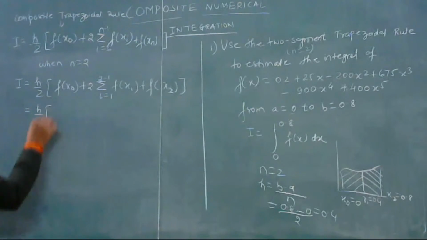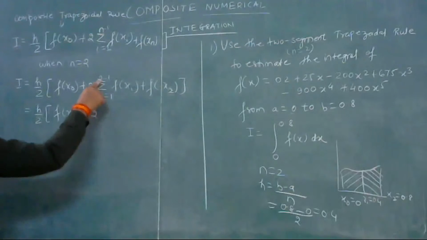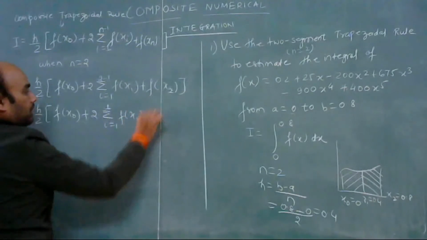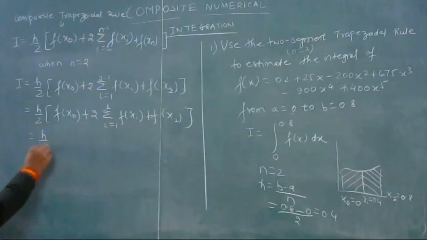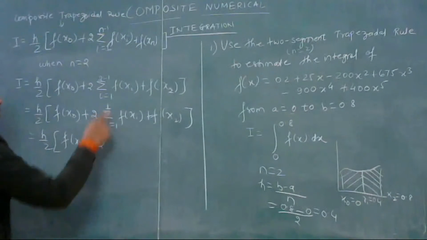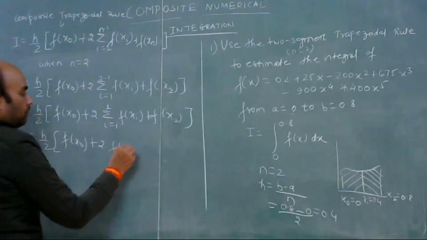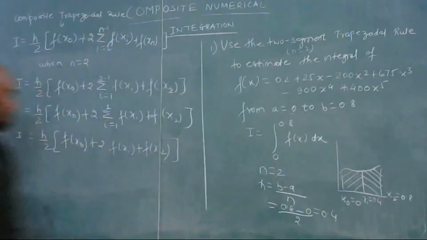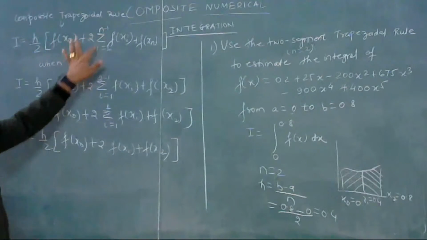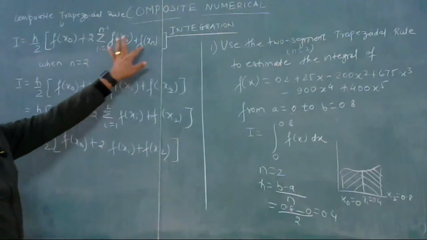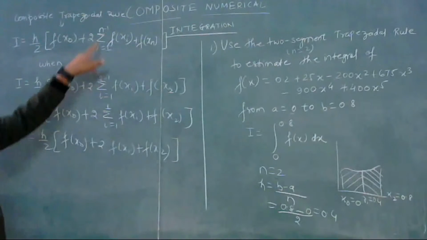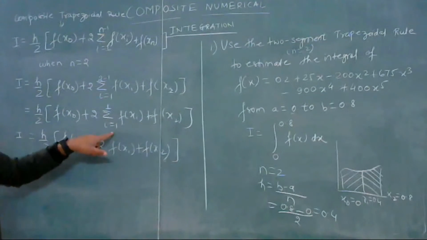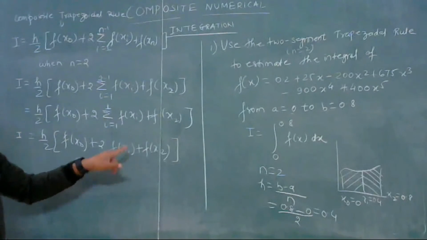So h by 2, f of x naught plus twice summation, n minus 1, so this will become 1, i equal to 1 to 1, f of xi, plus f of x2. So this will be h upon 2 times f of x naught plus twice, this is only value of x is 1, so f of x1, plus f of x2. So this will be the value of I. So this is the formula: h upon 2 f of x naught plus 2 summation i equal to 1 up to n minus 1 f of xi plus f of xn. Here n is equal to 2, so this is 2 minus 1 and this is x2. So 2 minus 1 is 1, so the value of i is only 1, so this will be x1. So the function is this.